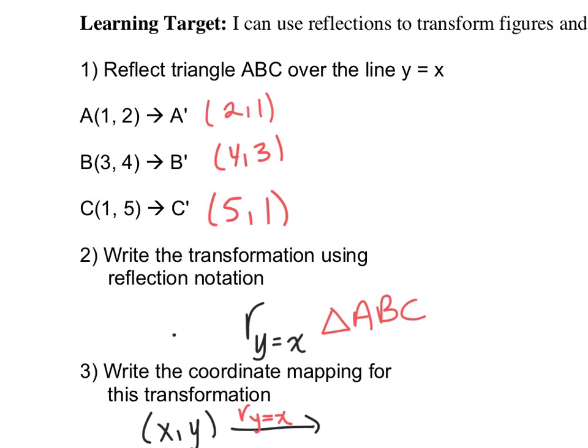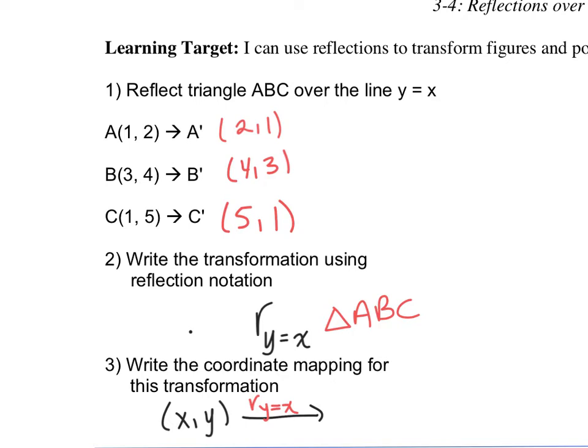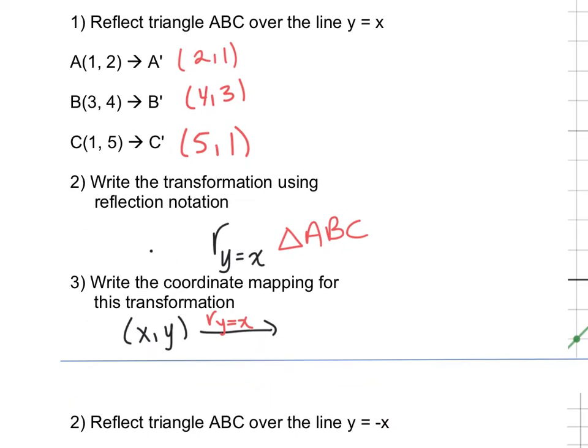So if I look at my answers from above, I started with a 1, 2, and then I got a 2, 1. I started with a 3, 4, and then I got a 4, 3. Started with a 1, 5, and then I got a 5, 1. So I'm really just switching my y value and my x value. And that's all you would be doing. So whenever you reflect over the line y equals x, all you're doing is switching your x values and your y values.